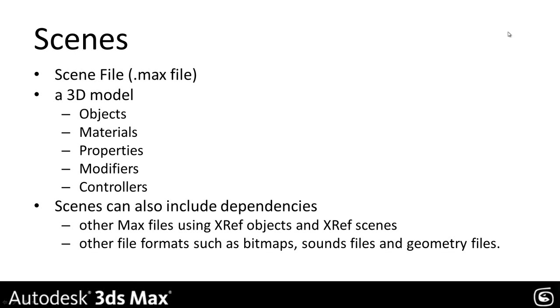Okay, so this brings us to talking about scenes. First of all, at a very fundamental level, the Max format is a scene file. So the .max file that lives on disk is often referred to as the scene file. It could also be called the model, etc., but typically it is the scene. So this is a 3D model which contains objects, materials, properties, modifiers, and controllers. So pretty much anything that lives within the scene falls into one of these categories.